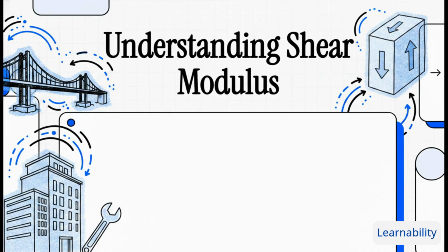Every bridge you drive over, every building you walk into, even the tools you use, they are all secretly fighting off forces that are desperately trying to bend, twist, and shift their shape. So today, we're unlocking exactly how materials actually manage to do that by looking at a foundational concept of physical deformation. It's called the shear modulus.